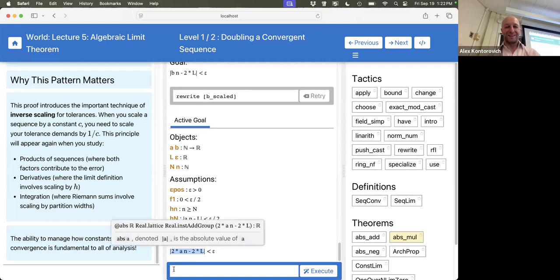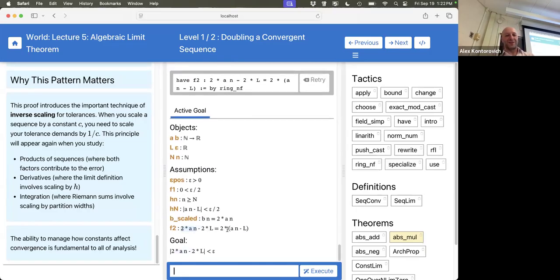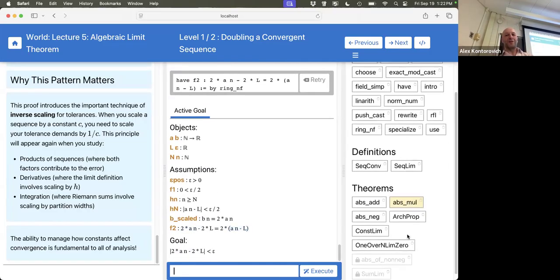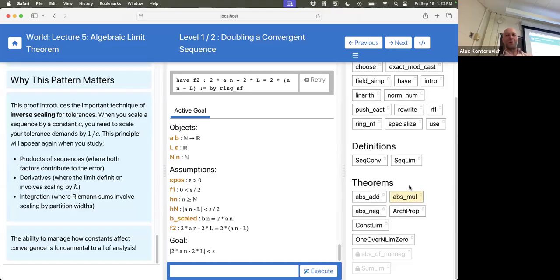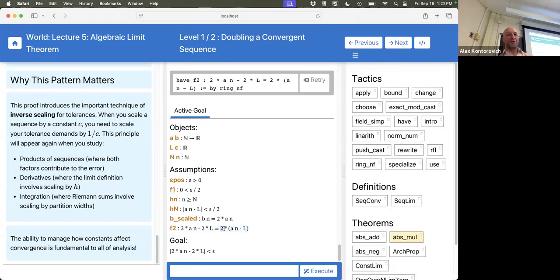Very good. So have fact 2, which is that this is equal to 2 times that. Why would we need to do that? Because lean doesn't do it by itself. That's true. Okay, so here's this fact. The new theorem that this level wants to teach you is Abs-Mull. Abs-Mull says the absolute value of A times B is the absolute value of A times the absolute value of B. So that's why you want to group the two. You want to factor out that factor of 2. Now what? Rewrite F2.